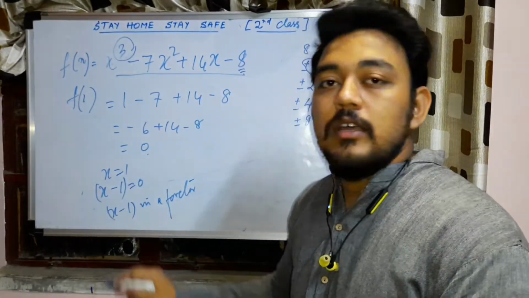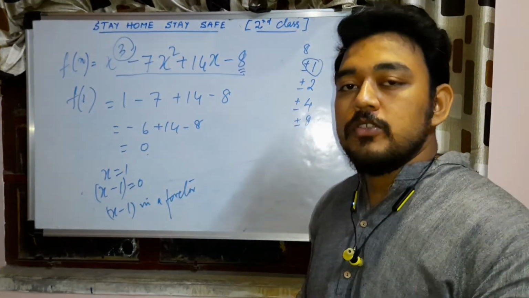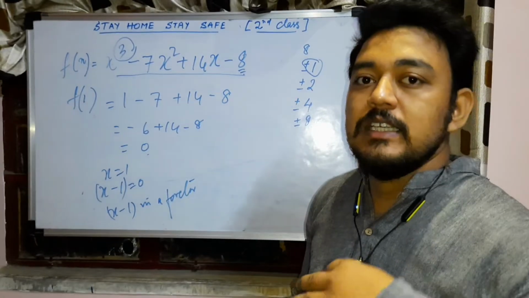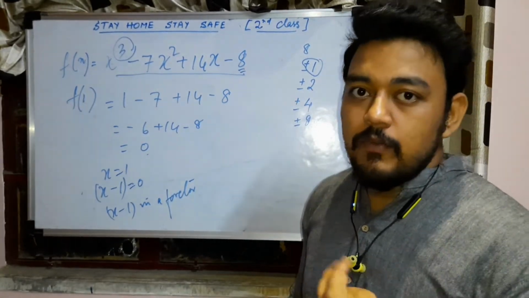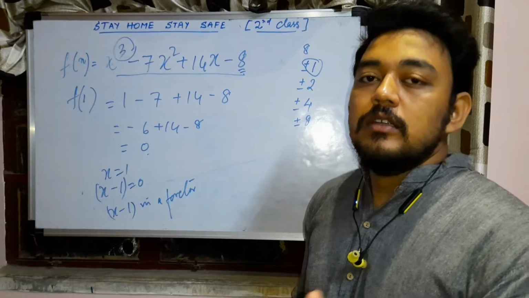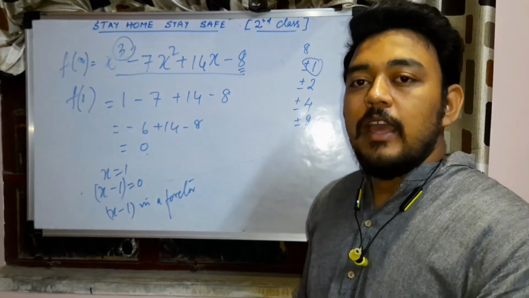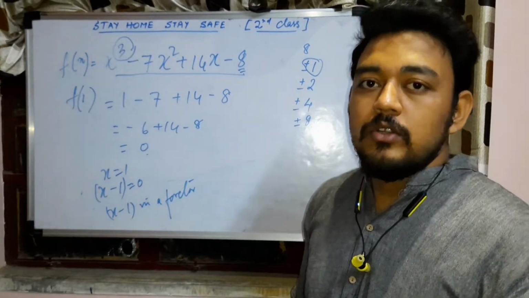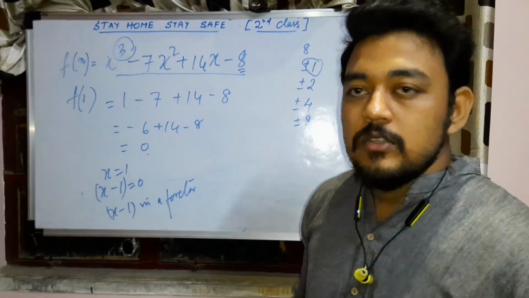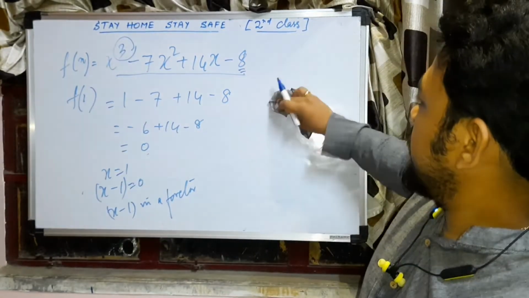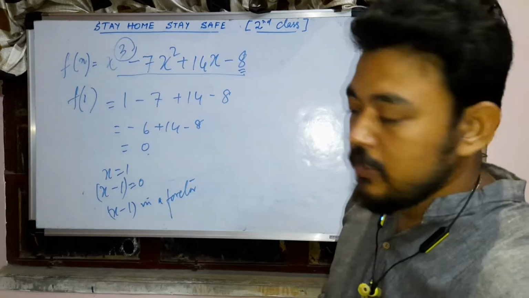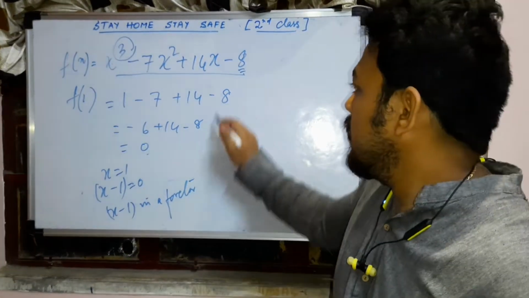Now here comes the process. Now there are two processes. One I told you, that is my process, it is the easiest one, which I feel, and another one is the division method. We will do both and you will select your own process. Okay. So let me drop this side. So since x minus 1 is one factor, what we will do?